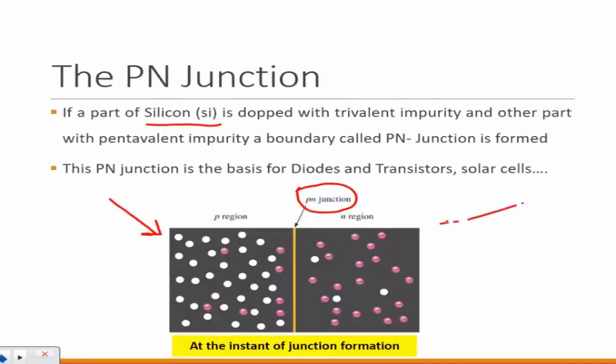From the other side you dope with pentavalent, which will give you an n-type. So right at that point, a boundary will form called a p-n junction. So it's a junction formed between the p-type, or p region, and the n region.